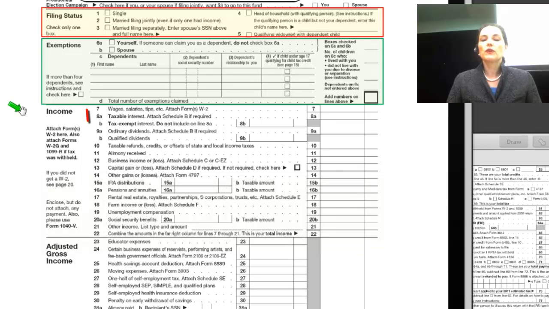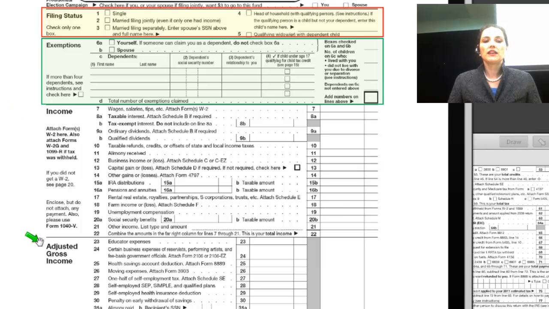Lines 7 through 21 are used to report income, and the type of income that you have and the amount of income that you have can affect your ability to claim tax credits. How your tax credit is affected would depend on the amount of income you have, the type of income you have, and the specific credit that you're looking at. Every credit has its own rules, and today we're looking specifically at the education credits.